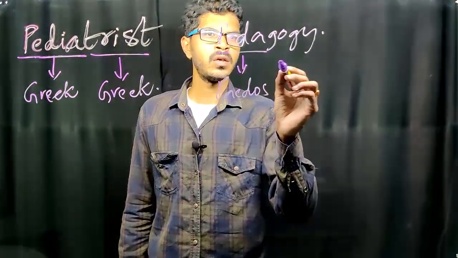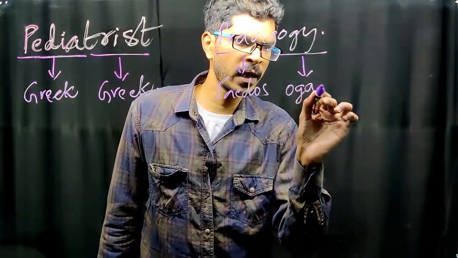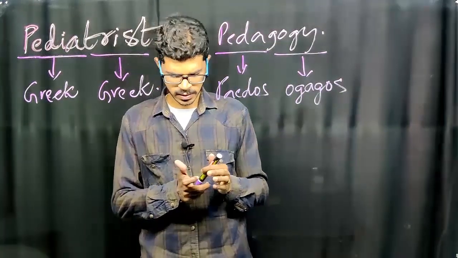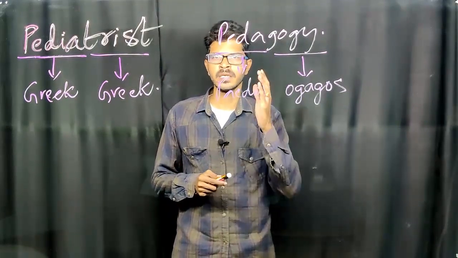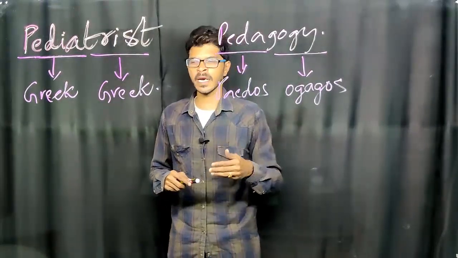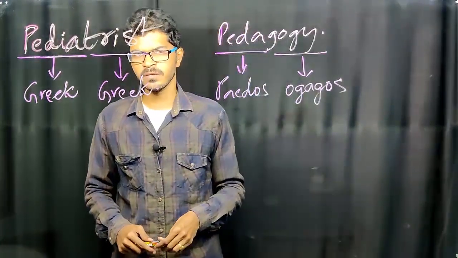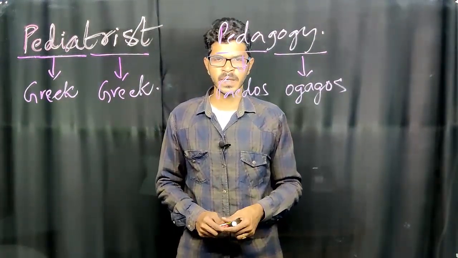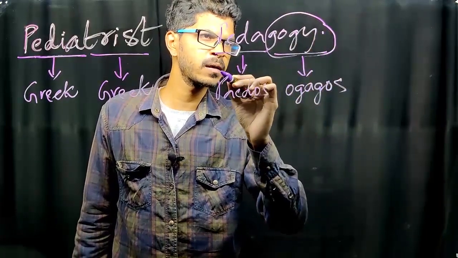And gogue comes from the Greek word agogos, which means a leader who leads a person. But here he is leading the child. He is understanding the child. How? Once he leads the child, once he moves along with the child, he can understand the behavior of the child. That is how this word has taken its roots from the Greek language. Now let me show you one more word which has the same agogos or gogue in it.